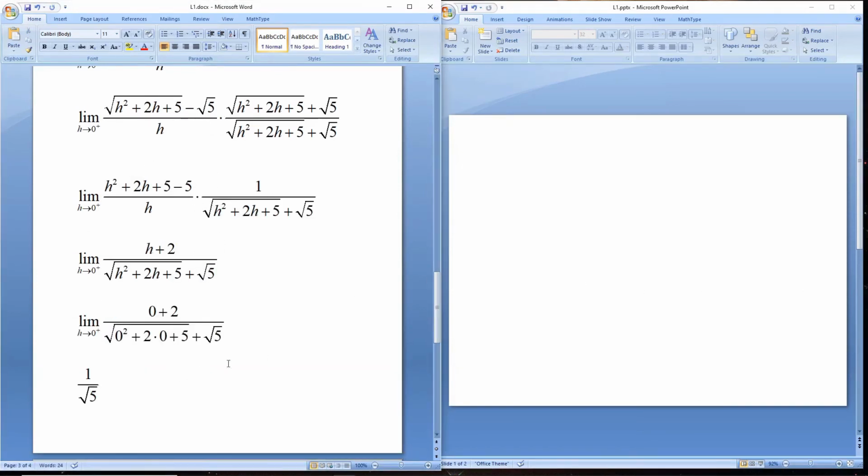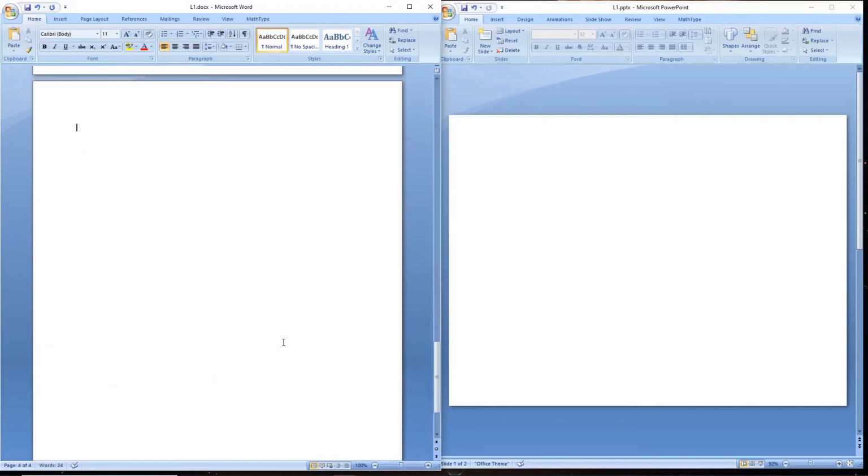So let's check out another one. And this one's got an absolute value in it. And hopefully you recall some stuff from that absolute value video, because we're going to use it here. How do we deal with this absolute value? Well, let's look at our input. X is going to minus 2 from the left.